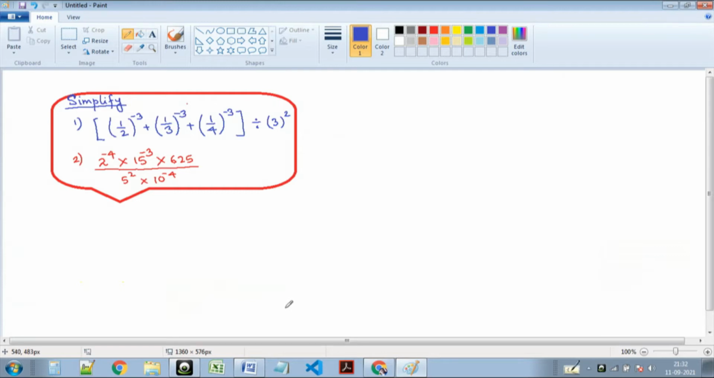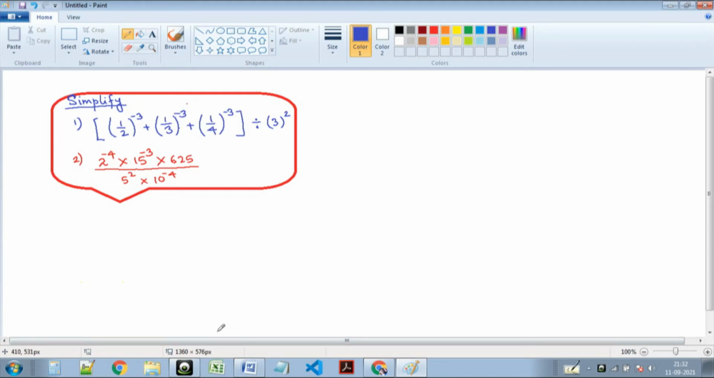So here on the screen you can see that two questions I have written, and we have to simplify the numbers which are given in exponent form in the simplest form. We have to derive them, right? So let's see what the given questions are. First of all, let's see the first question.